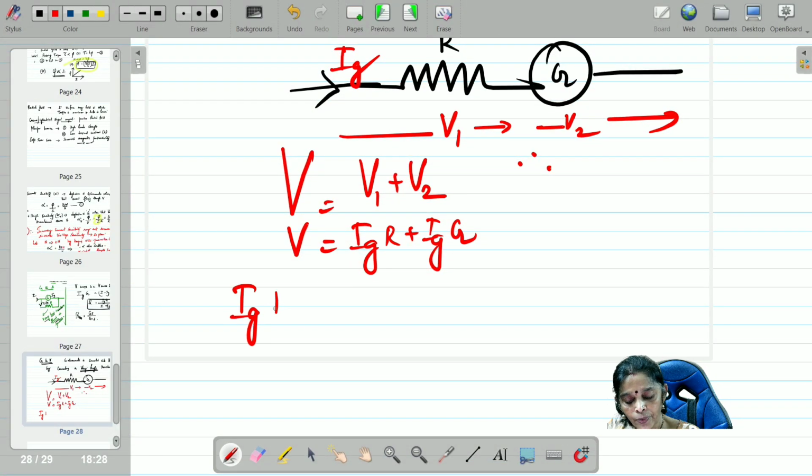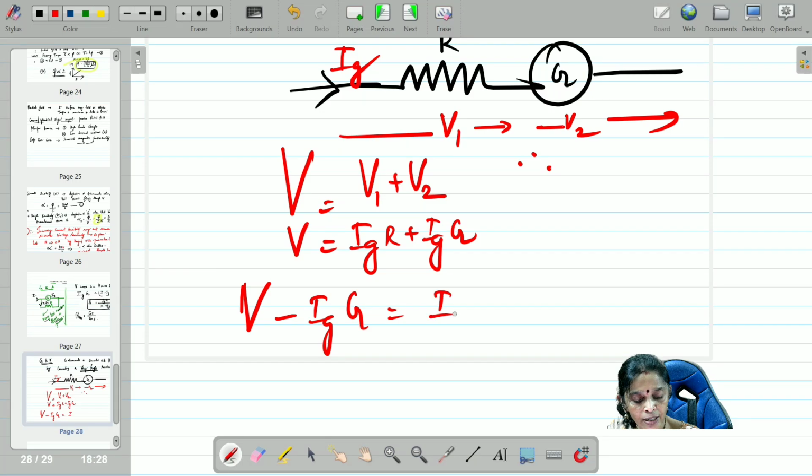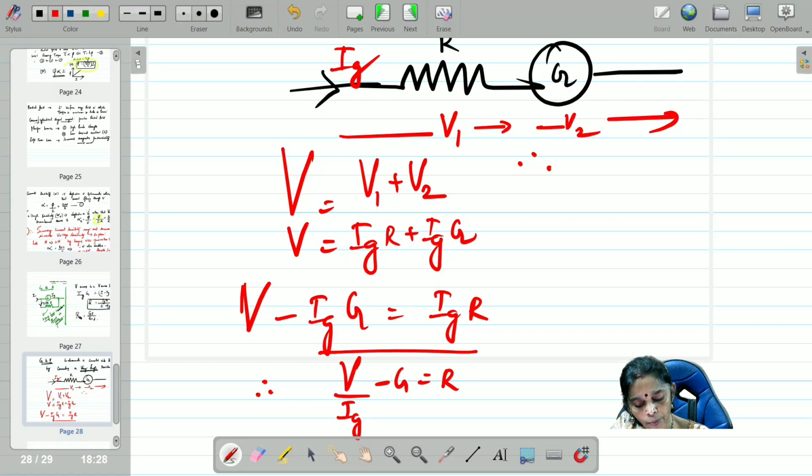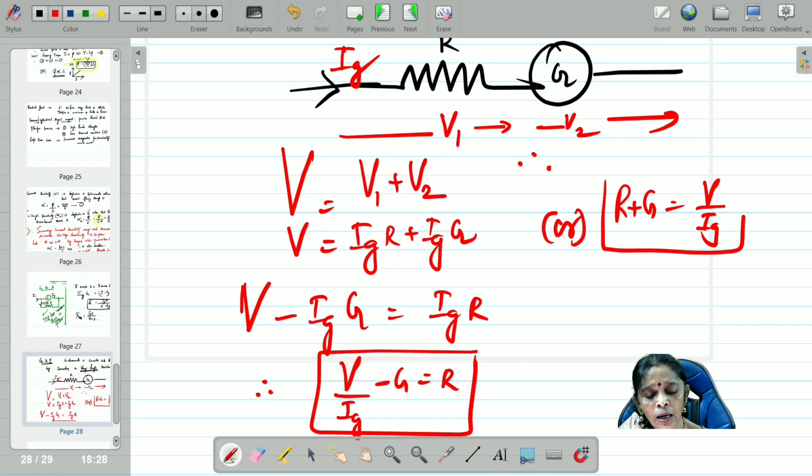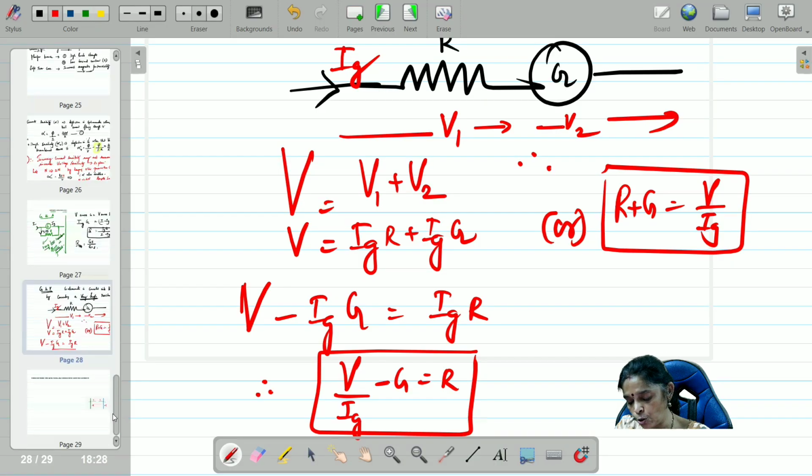So therefore, I can write now V minus Ig into G is equal to Ig into R. So throughout you divide by Ig. So therefore, you get V by Ig minus G is equal to R. I can write it as R plus G is equal to V by Ig. It's such a famous equation. Based on that, you will have a number of problems. So hope you understand how to convert galvanometer to ammeter and voltmeter.